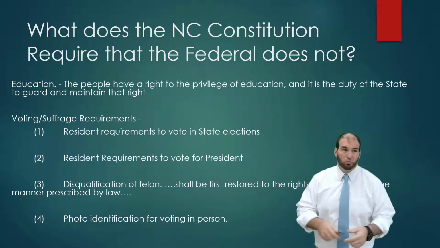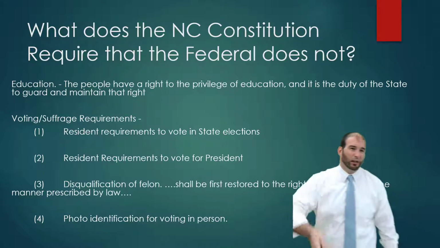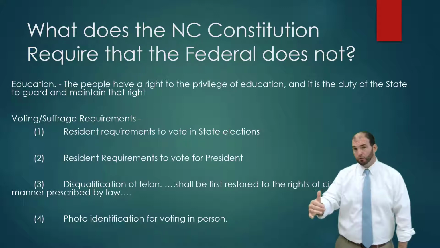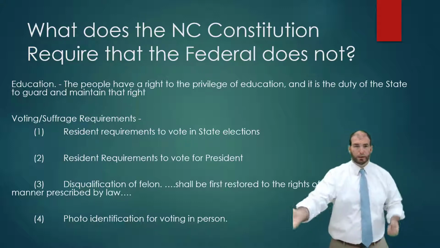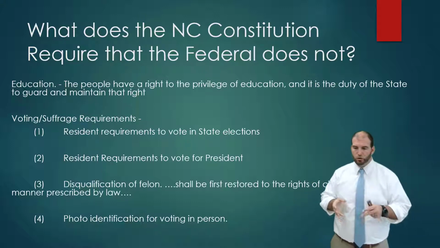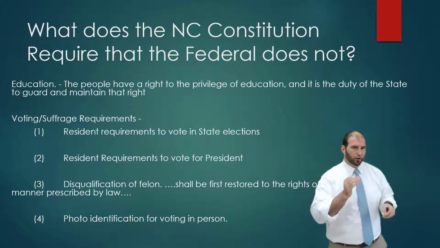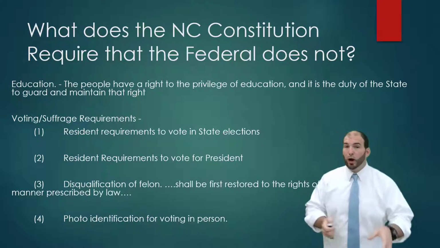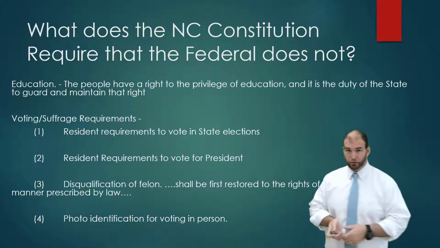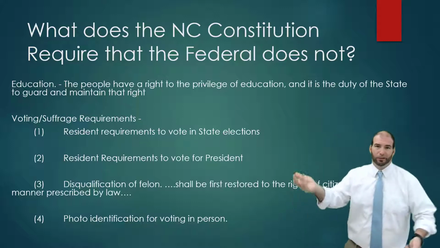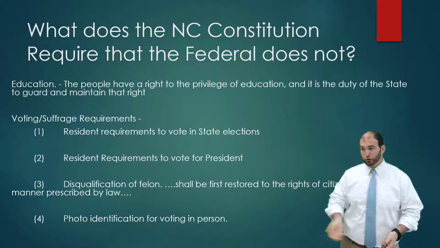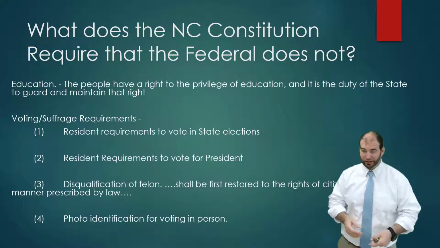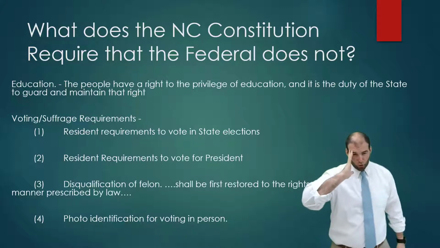All right, so what does the North Carolina Constitution require that the federal government does not? Because there's all these protections in it, state, federal, but what does the North Carolina government require that the federal government does not? There are requirements to vote in state elections, because the federal Constitution says nothing about state elections, but the North Carolina Constitution basically makes a requirement on what you have to do to vote in state elections.